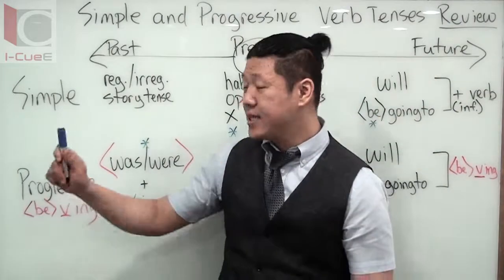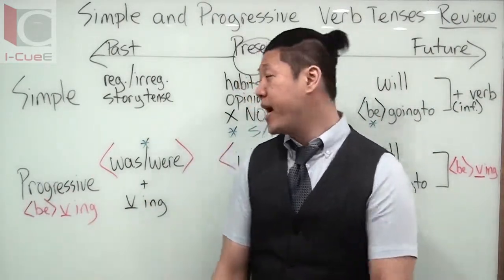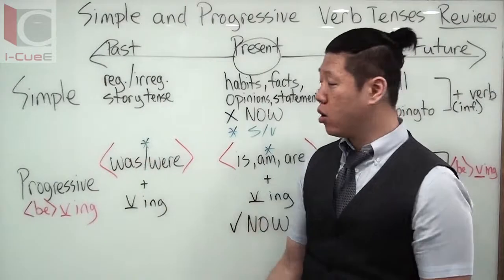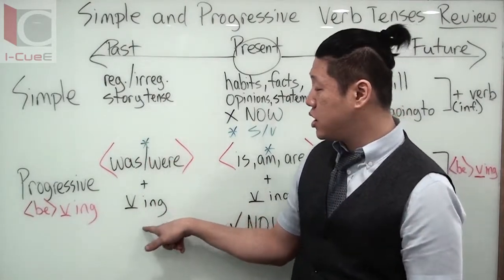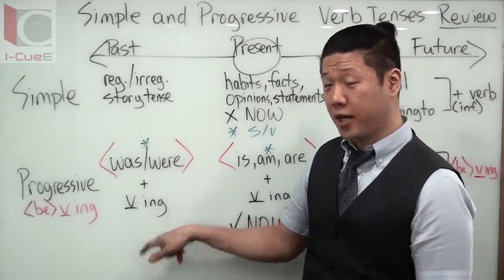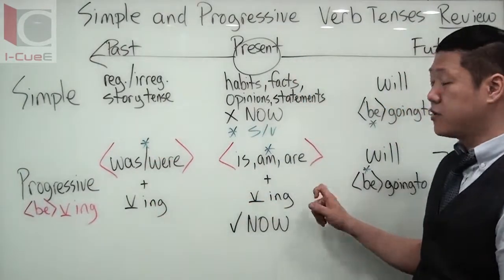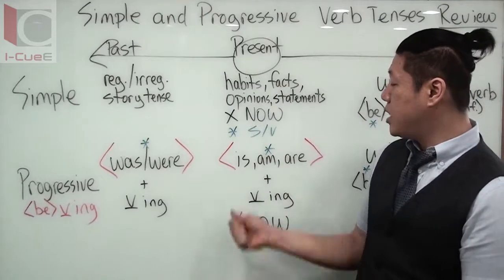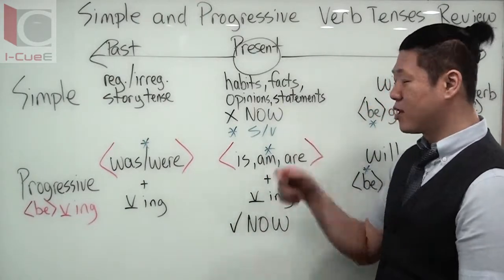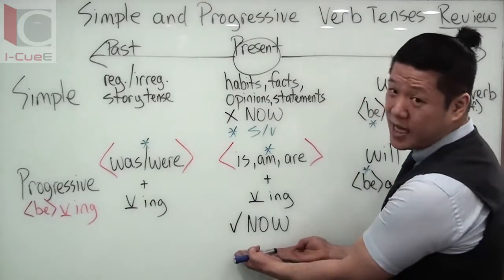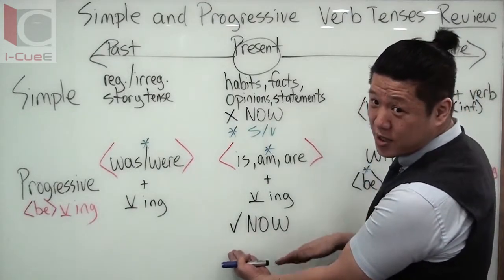What is the past tense of be? The past tense of be could be was, or it could be were, subject-verb agreement. Plus verb-ing. It is still be plus verb-ing. Here, it is still be plus verb-ing. But the be verb could be is, am, or are, depending on what? Yep, subject-verb agreement. This is now. This is not now. This is now.